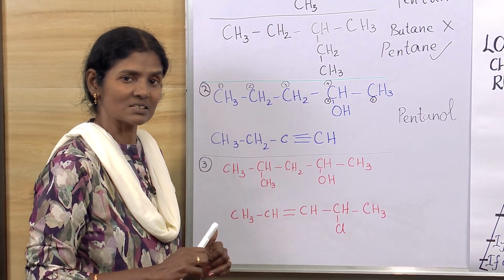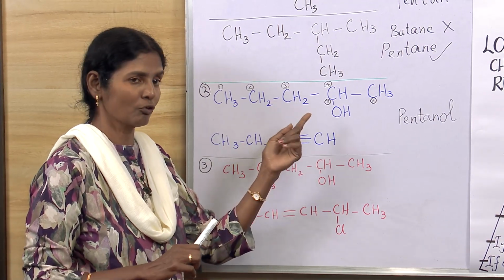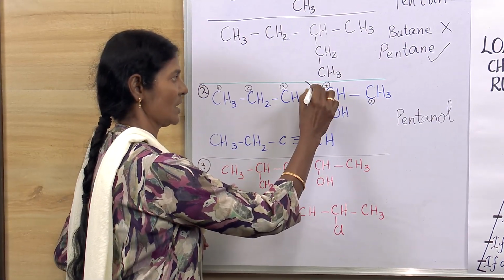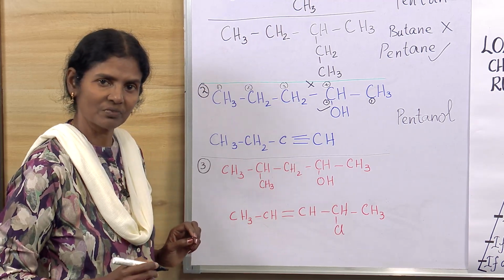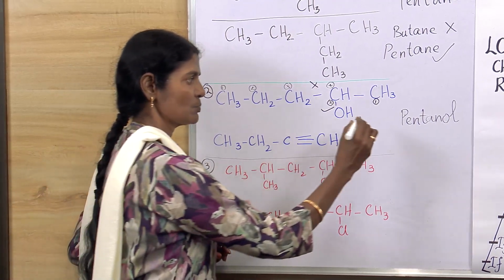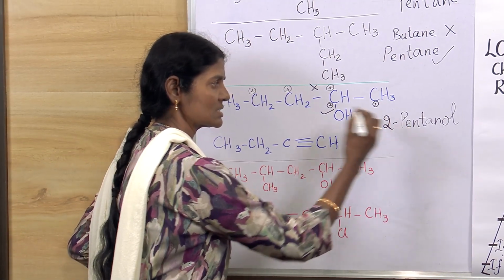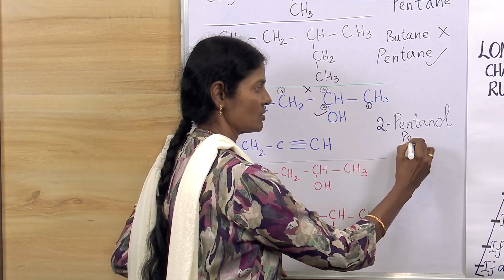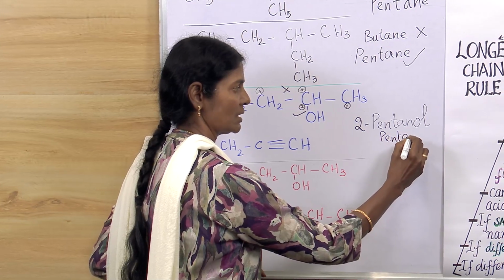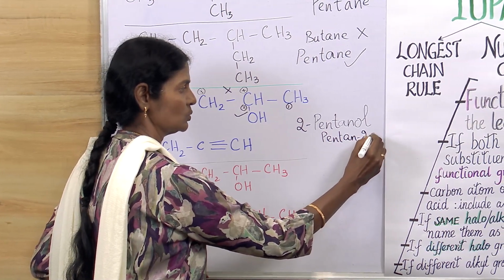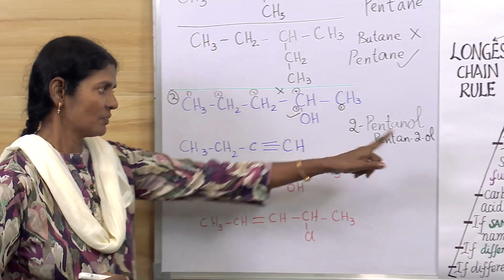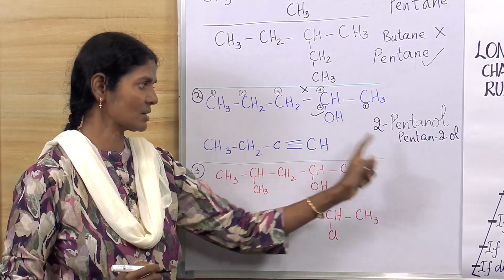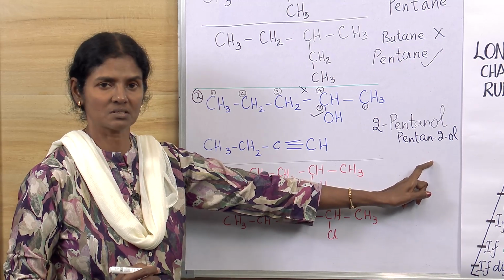Which one is the least number? 2 or 4? 2 is the least number. So, we take it this way and not number it this way. Therefore, 2-pentanol is the correct one. Or to be very correct, we can also write it as pentan-2-ol, because this alcohol group is present in the second carbon atom. That is what it means.